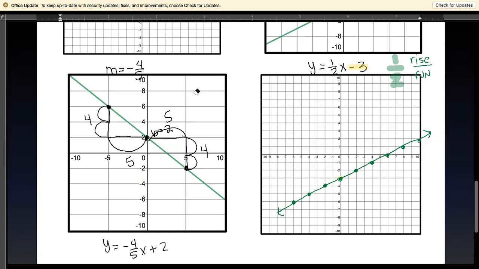Okay, give me some feedback. Do we feel more confident with slope and y-intercept?